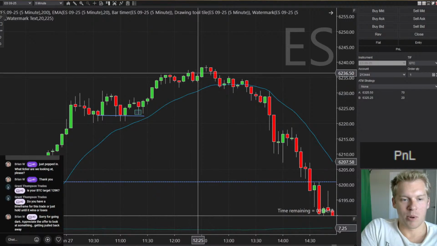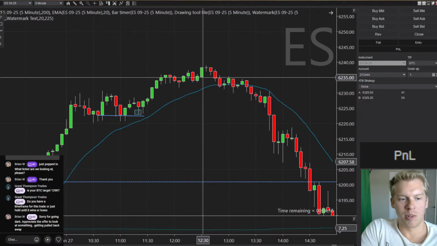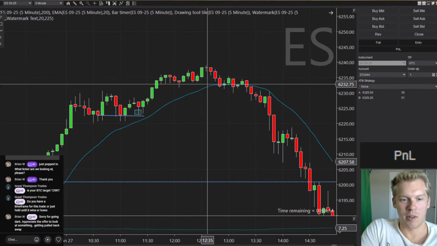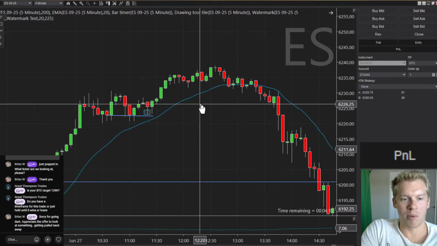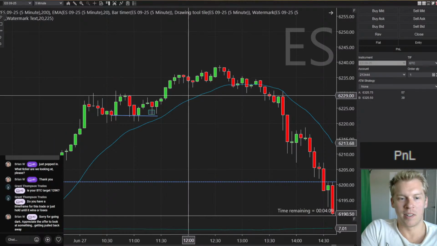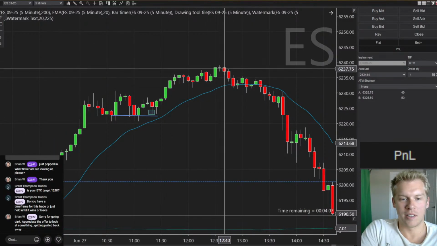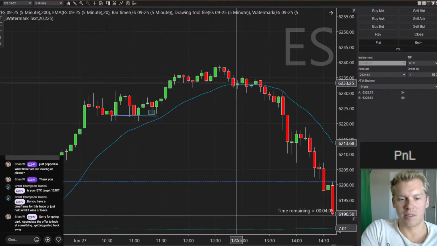I guess that's more of a general approach to it. But if the market's still running up around 12:30 or 1 o'clock, it might be time to start looking for shorts, or at least a pullback.